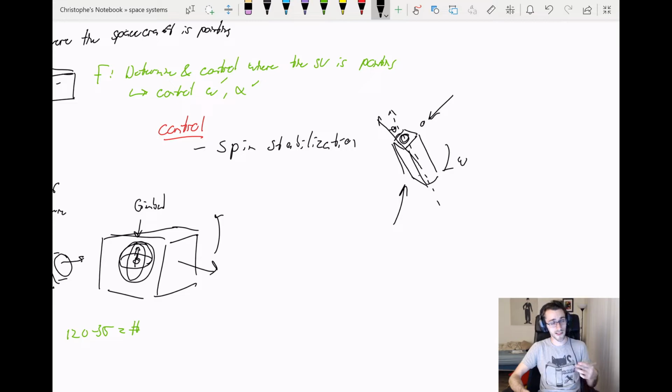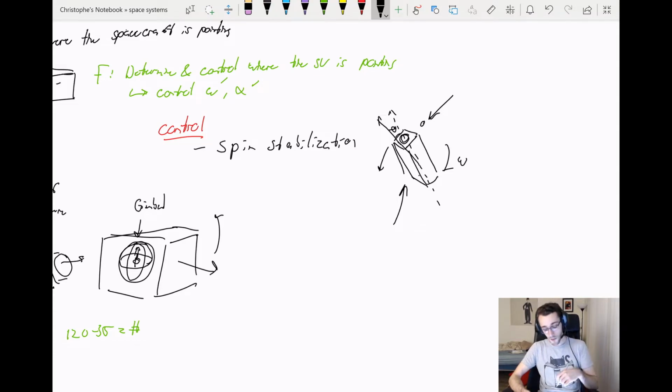Now the downside of this is it's very hard to change this axis in a controlled manner. If I wanted to shift this or look at something else, it'd be very difficult, even with active control systems, which we'll get into in a second. What you'd normally have to do is slow down the rotation in that axis, and then you could actively control it, which isn't very fuel efficient or energy efficient. So typically it's only used if you know you're only going to be looking in one direction.